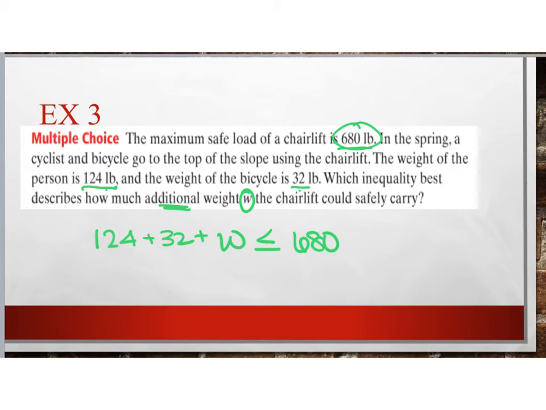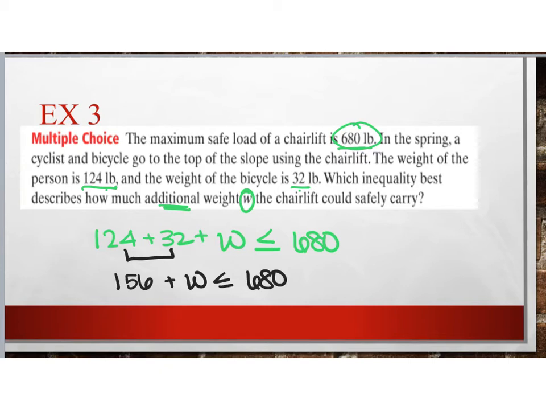So now what I've done is I've created an equation that I can go ahead and, it's actually an inequality, but I can go ahead and simplify this. So just like if it were an equation, I'm going to simplify and collect my like terms. So 124 plus 32 is going to give me 156 plus W is less than or equal to 680.